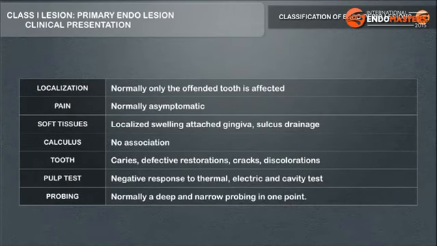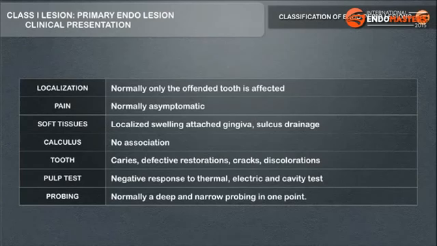Here are summarized some of the main clinical characteristics of the class 1 lesions. Normally, only one tooth is affected. Pain. Although endodontic lesions are usually associated with sharp pain, in this type of lesion, normally pain is not present because it is a chronic lesion with an open drainage. Pain may be present only if this drainage is closed. As this is pulp disease, sometimes a previous history of pain compatible with pulpitis could be associated.